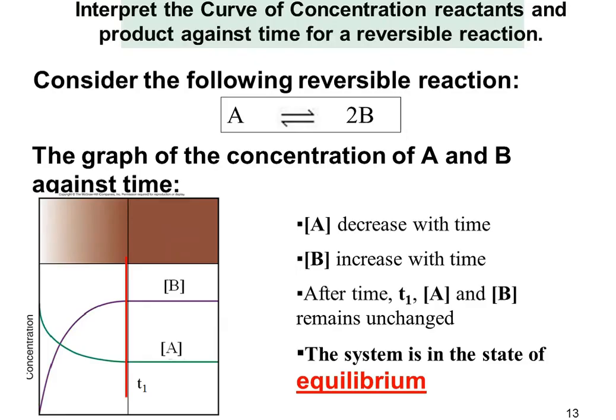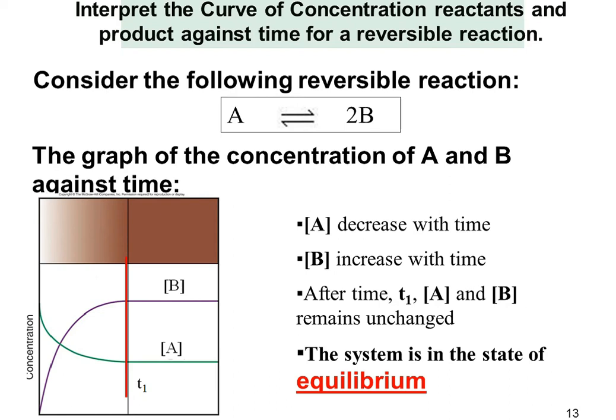Interpret the curve of concentration of reactant and product against time for a reversible reaction. Consider the following reversible reaction: A produce B, where 1 mole A produces 2 moles B. The graph of the concentration of A and B against time is shown below.